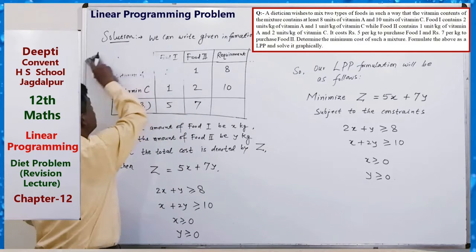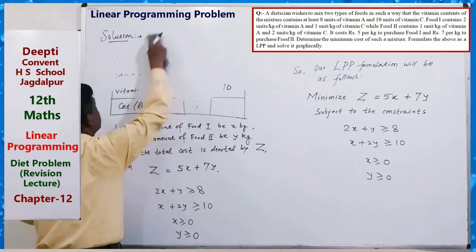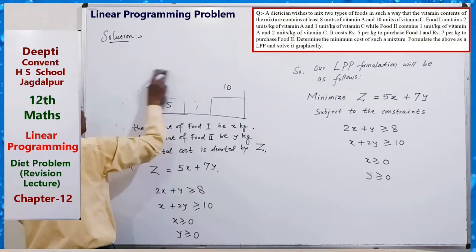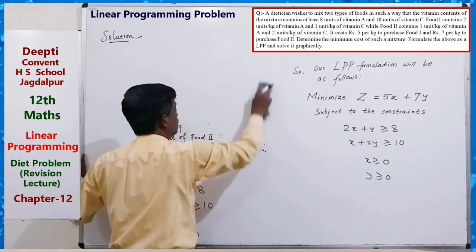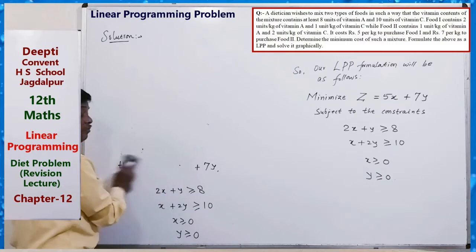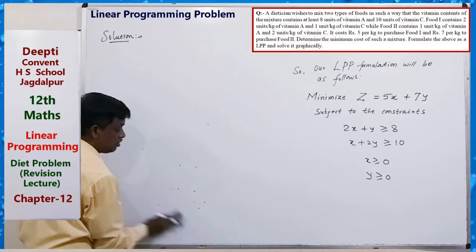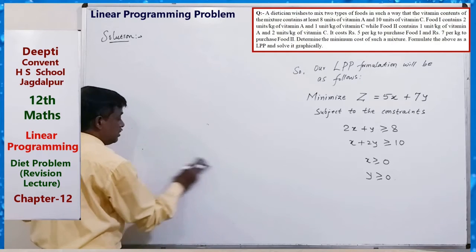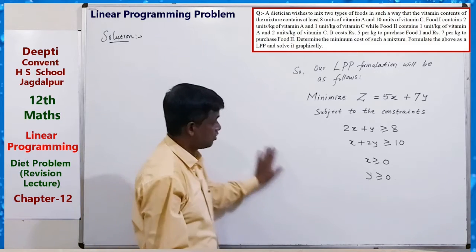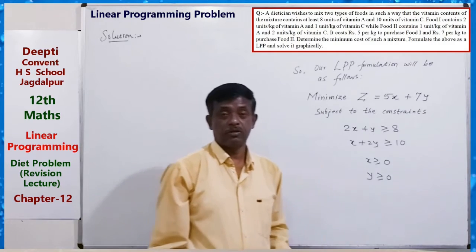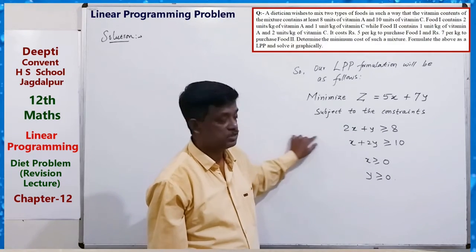For solving graphically, we will just draw straight lines. Here it is greater than or equal, so we have to draw a bold line, not dotted. If it is strictly greater than or strictly less than, then we draw a dotted line, and those points are not in the feasible region. So for the graphical solution, we draw a straight line by taking the inequalities one by one.